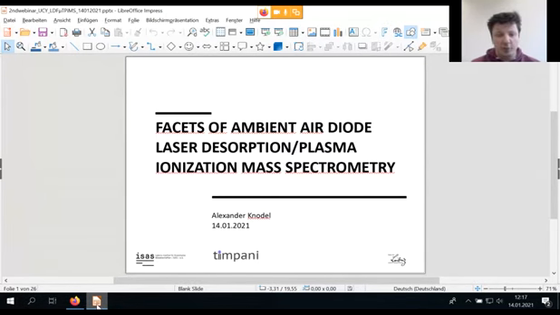The presentation will be about facets of ambient air diode laser desorption plasma ionization mass spectrometry. The three key elements here are diode laser desorption, plasma ionization, and mass spectrometry. And I want to highlight some characteristics of that.